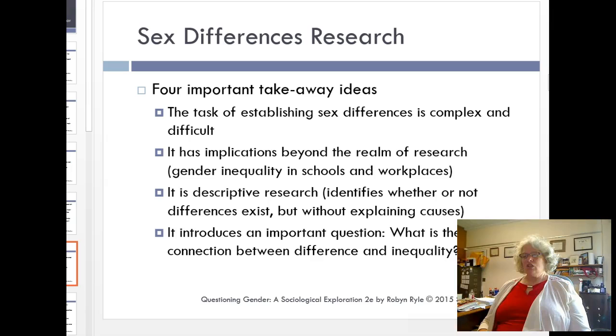It is a descriptive research. It identifies whether or not differences exist, but we can't always explain the causes. And it introduces important questions. What is the connection between the differences and the inequality?